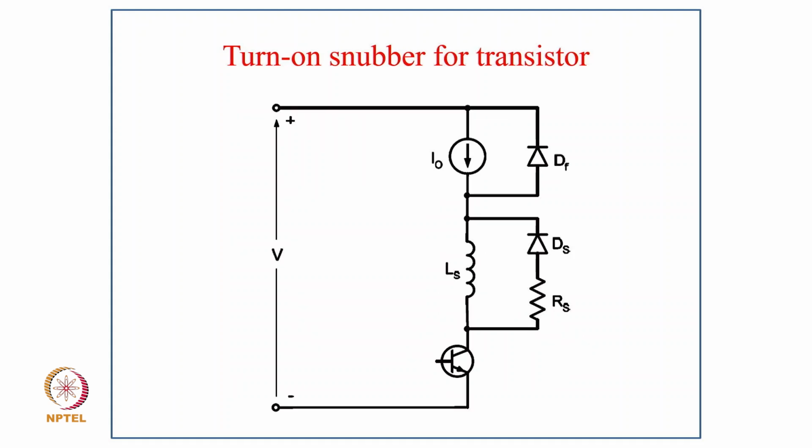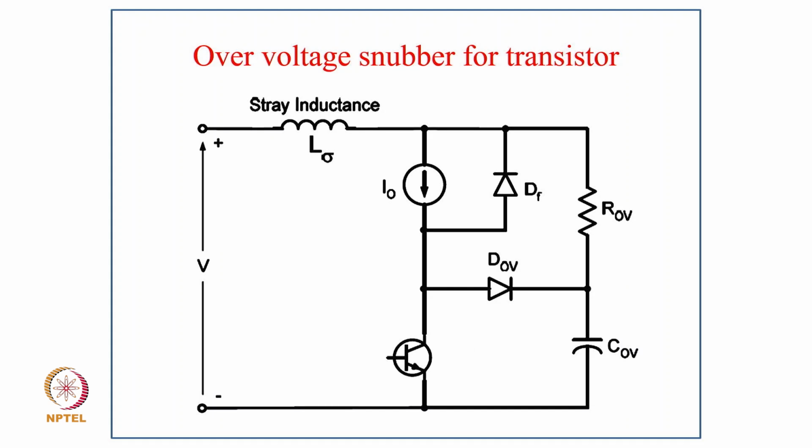And similarly, the turn-off snubbers for transistors, and likewise the overvoltage snubbers for transistors. You can see with the resistance, capacitance and diodes how this snubber works to avoid the overvoltage across the device.